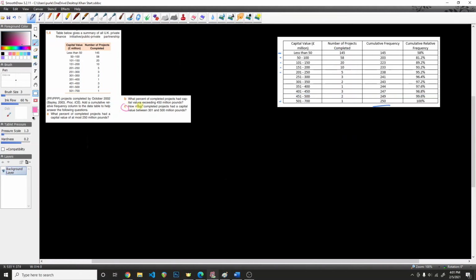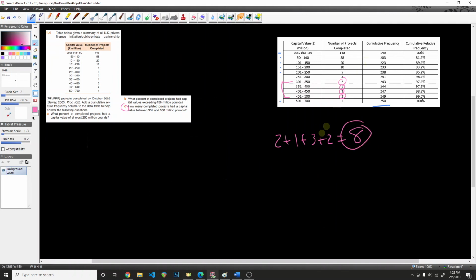Now we're looking at C, how many completed projects had a capital value between 301 and 500 million pounds? And it's not even asking for a percentage anymore. All they're asking is how many completed projects. So 301 up to 500 million, that includes all of these here. So we have 2, 1, 3, and 2. So it's going to be 2 plus 1 plus 3 plus 2. And that is going to be a total of 8 projects.